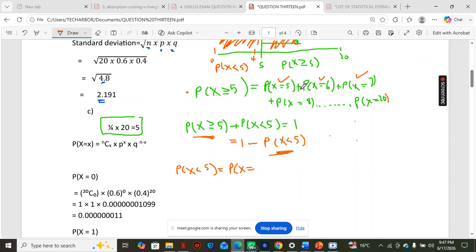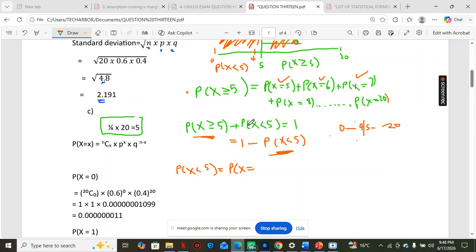So, to avoid this long process, since they ask for the probability that at least five students prefer working in the banking industry, the other probability will be the probability that less than five students prefer working in the banking industry. Less than five is from 0 to 4, and at least five is from 5 to 20, since there are 20 students. So we have the probabilities of these ranges, and when you add them, it equals 1.